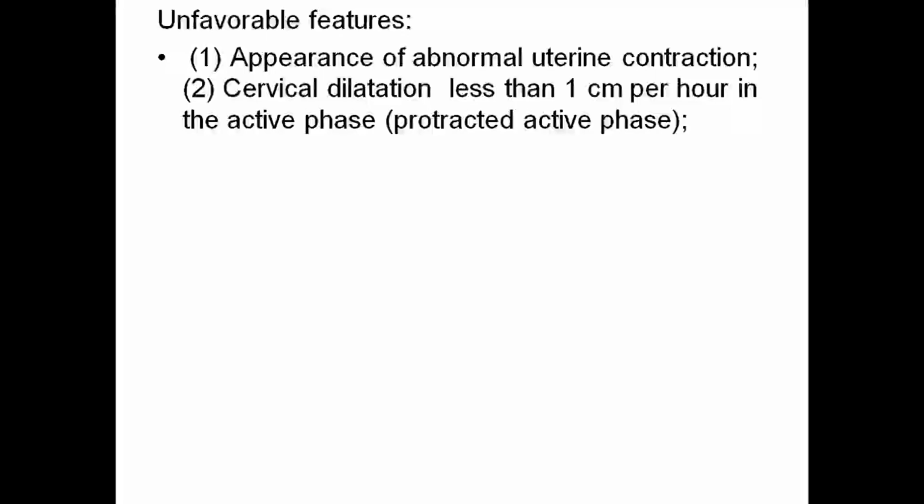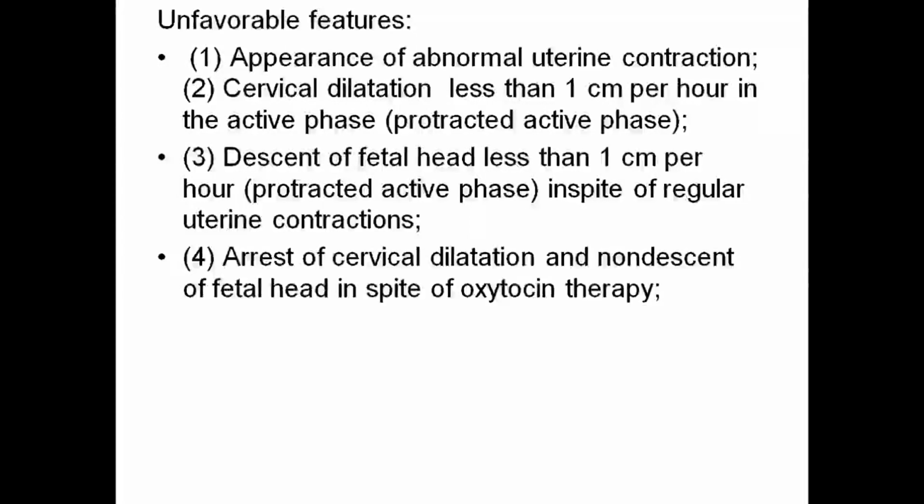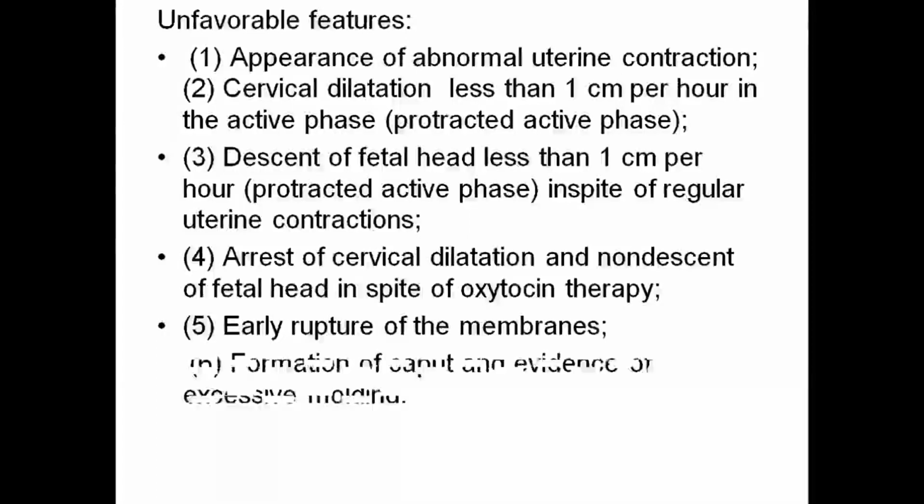Unfavorable features are appearance of abnormal uterine contraction, cervical dilatation of less than 1 cm per hour in the active phase, descent of the fetal head of less than 1 cm per hour, protracted active phase in spite of regular uterine contraction, arrest of cervical dilatation, non-descent of the fetal head in spite of oxytocin therapy, early rupture of membrane, formation of caput and evidence of excessive molding, and fetal distress.